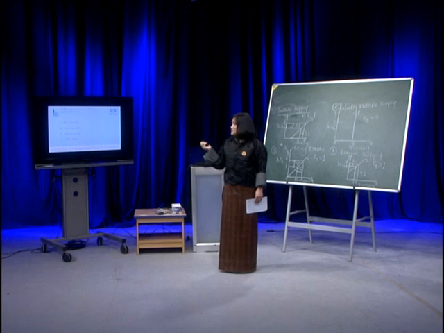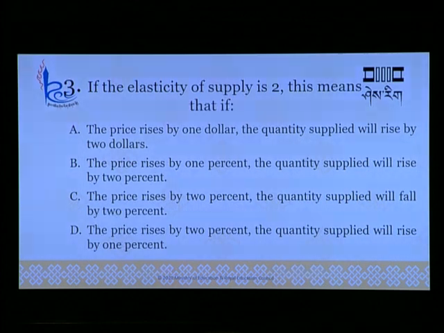So now let's look at the third question. The third question is, if the elasticity of supply is 2, this means that if, A, the price rises by $1, the quantity supplied will rise by $2. B, the price rises by 1%, the quantity supplied will rise by 2%. C, the price rises by 2%, the quantity supplied will fall by 2%. D, the price rises by 2%, the quantity supplied will rise by 1%. Can you give me the correct answer?